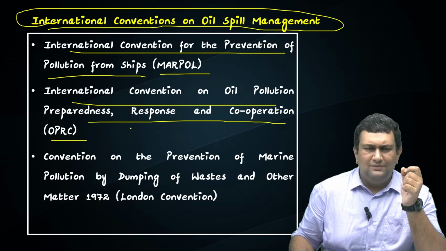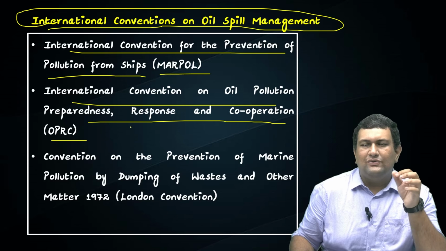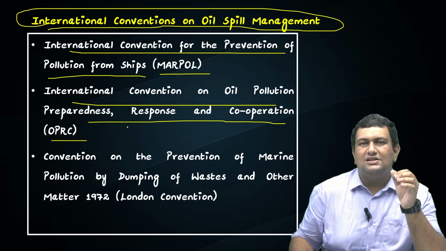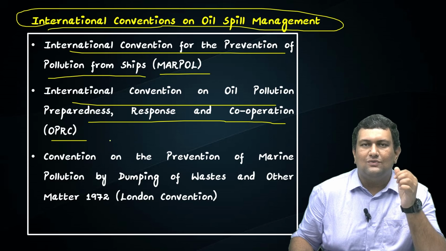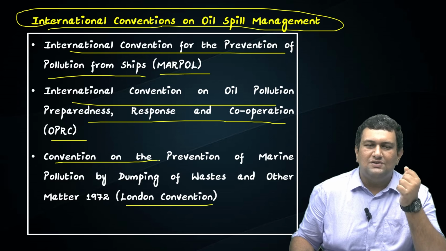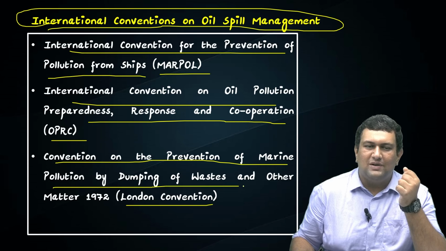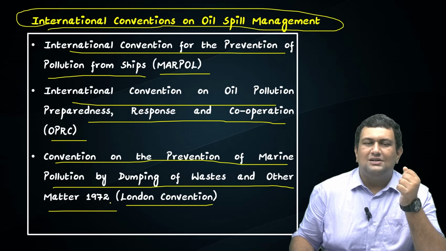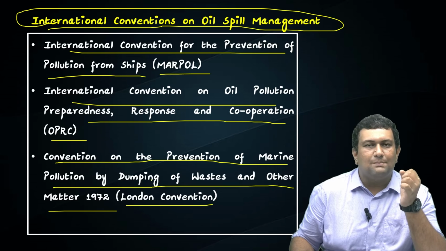It deals with how, at the time of an oil spill, countries or international organizations can come together and work on solving this. Third one is the London Convention, that is the Convention on the Prevention of Marine Pollution by Dumping of Waste and Other Matters. That deals with the waste dumping.